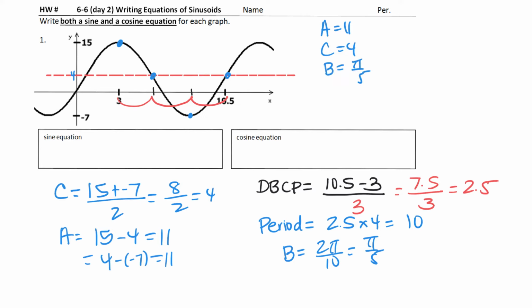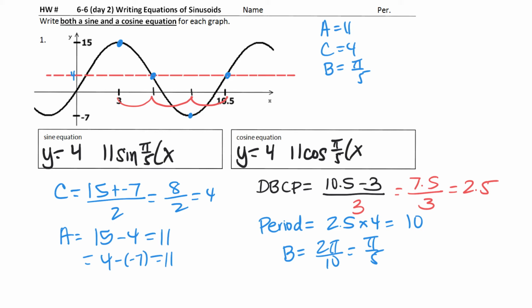Now I'm going to start writing my equations. So for both of them, I'm going to start it off with y equals. The C value comes first, 4. Leave a space, then write your A value. This one is sine. This one is cosine. And then you write your B value, pi over 5, open parentheses, x.